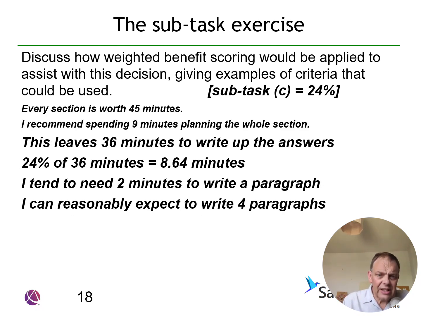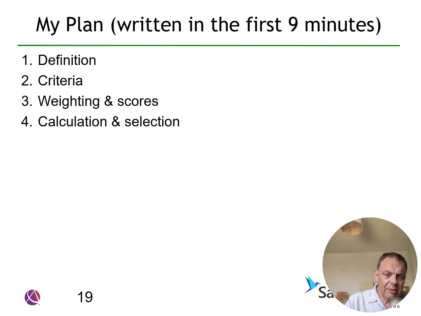Now, I tend to need 2 minutes to write a paragraph. So with 8.6 minutes, I would reasonably expect that I could write 4 paragraphs. Here's my plan, written within my 9 minutes. A definition, a criteria, weighting and scores, calculation and selection. So it looks manageable. I can spend 2 minutes on each of those, and that would give me 8 minutes. Will it work out? Let's just see.